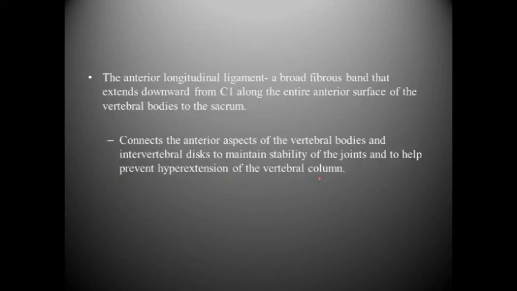The anterior longitudinal ligament is a broad fibrous band that extends downward from C1 along the entire anterior surface of the vertebral bodies to the sacrum. It connects the anterior aspect of the vertebral bodies and intervertebral disc to maintain stability of the joints and to help prevent hyperextension of the vertebral column. You don't want hyperflexion, nor do you want hyperextension, because that damages all of the associated mechanisms that make the body work. And so because of that, these ligaments help to do that.